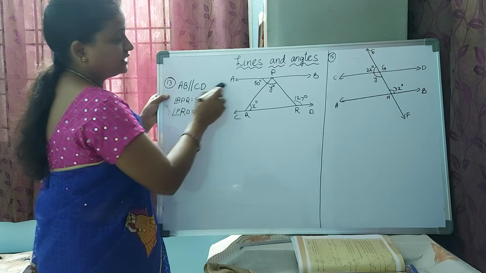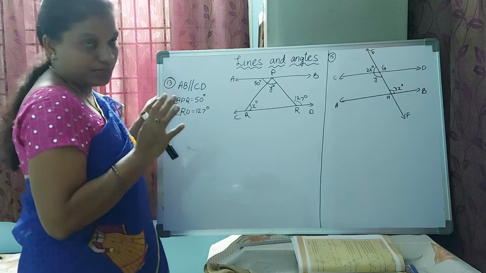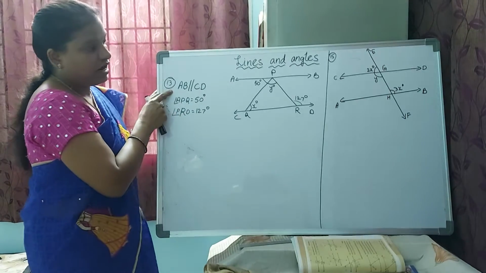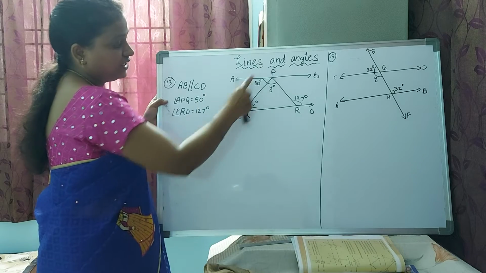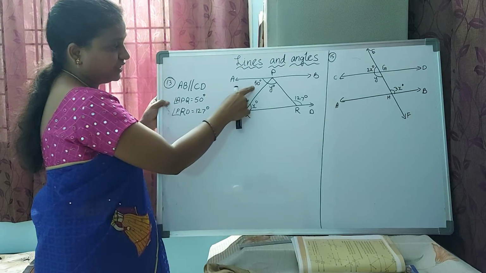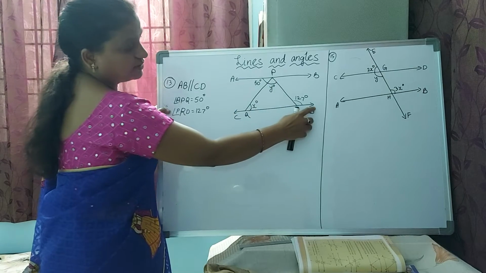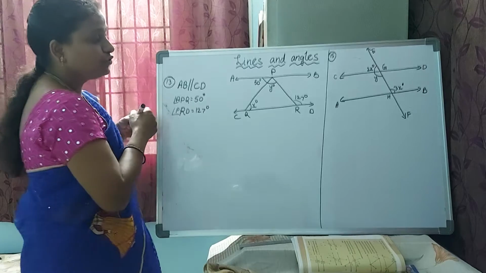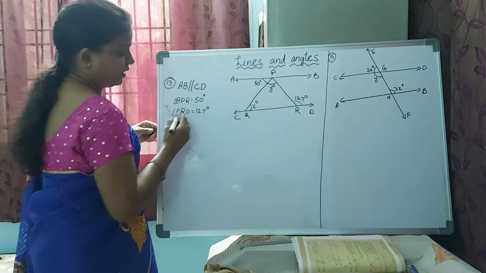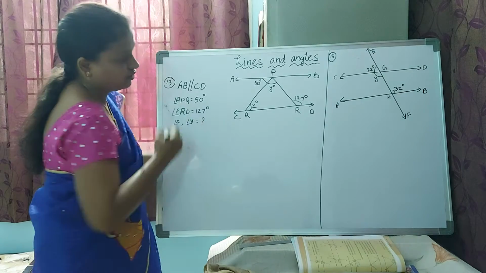AB is parallel to CD. Two lines are parallel, he has already given. And one more angle also he has given: angle APQ is equal to 50 degrees. And one more angle, PRD, this angle here also he has given. He asked you to find out angle X and angle Y. Angle X and angle Y we have to find out.